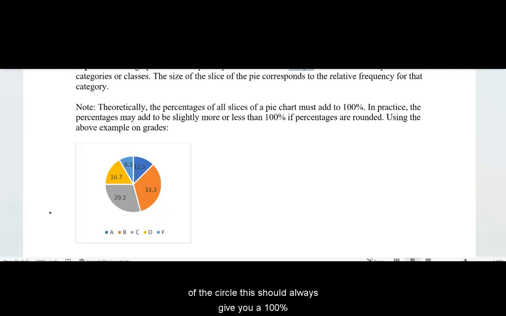This should always give you 100%. Now, if we're rounding, it might add up to like 99.9% or so forth. But roughly you want the circle to be 100% because that would be your relative frequency altogether. The total would be 100% of the data. All right, so that ends our section on just a little bit of an introduction on just how we can organize and display our data.